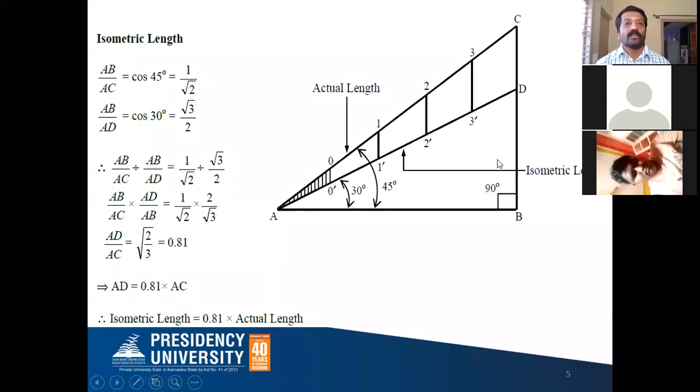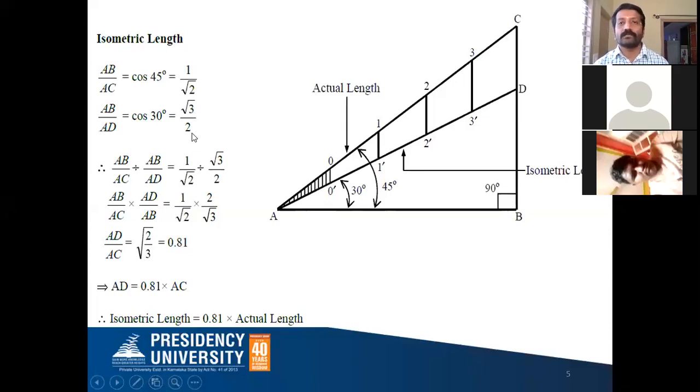If I take cos 45, adjacent is AB divided by hypotenuse AC. That is cos 45 = AB by AC. The standard value of cos 45 is 1 by root 2. Now we'll consider triangle ABD. Cos 30 is adjacent by hypotenuse, that is AB divided by AD. The standard value of cos 30 is root 3 by 2.